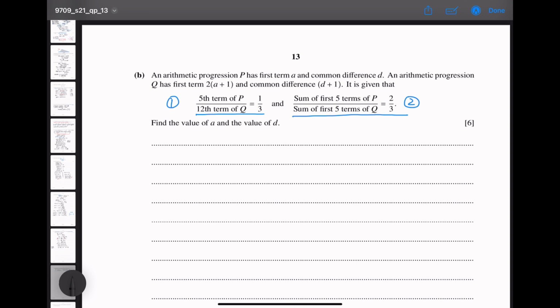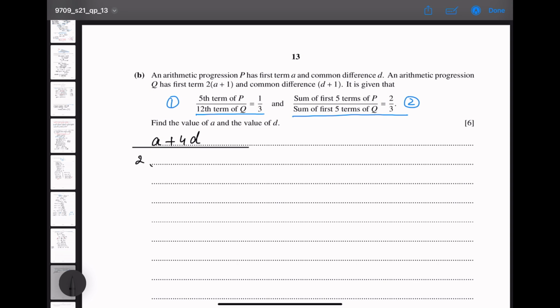The first term of P is A, and the common difference is D. So the fifth term of P we can write as A plus 4D. This is the fifth term of P over the 12th term of Q. The first term of Q is A, and the 12th term of Q will be A plus 11D.